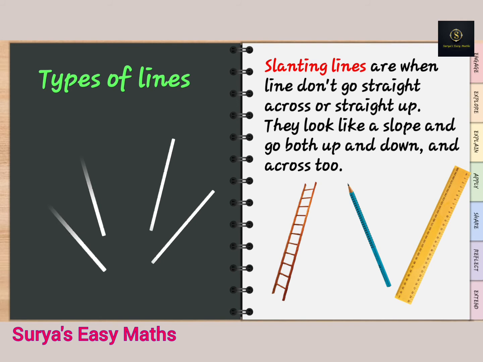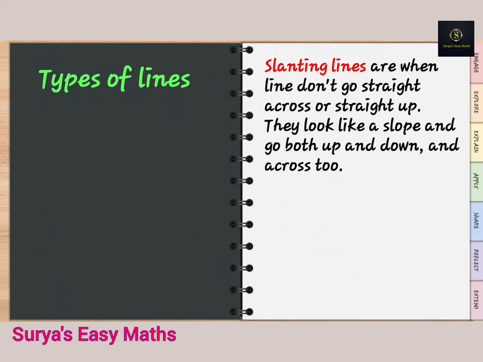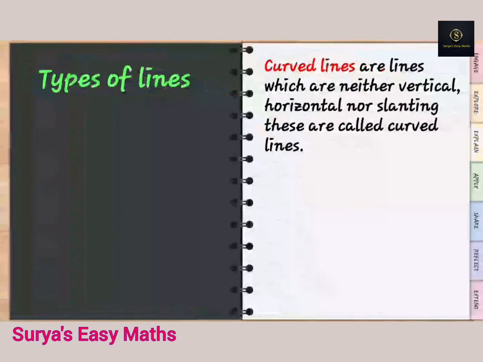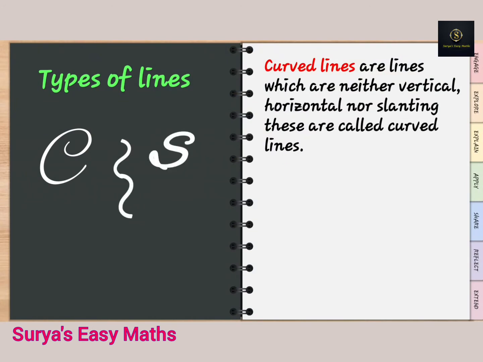Yes? Now, let us see what are curved lines. Curved lines are neither vertical, horizontal, nor slanting. These are called curved lines. Because children, horizontal, vertical, and slanting all are straight. But curved lines are drawn with the help of free hand.